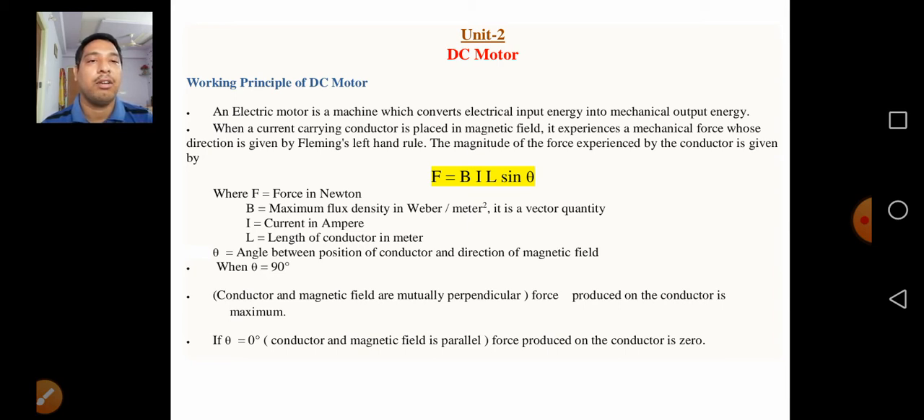But when the angle, that is the conductor position, changes to 45 degrees, let us take an example, there will be sine 45, which has some value, and therefore some force is produced. Similarly, when theta increases to 90 degrees, when the conductor is rotated by 90 degrees, there will be sine 90, and the force produced will be at its maximum value. Similarly we can calculate for other values of theta up to 360 degrees, and calculate how much force is produced on the conductor.